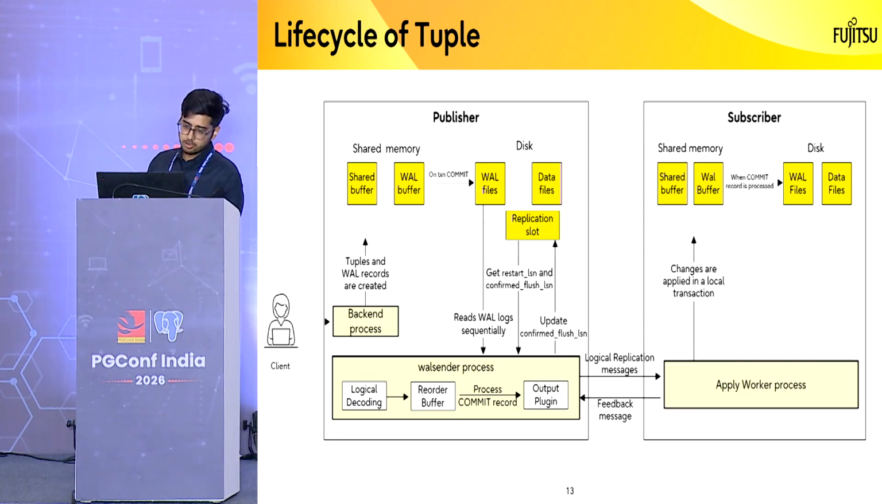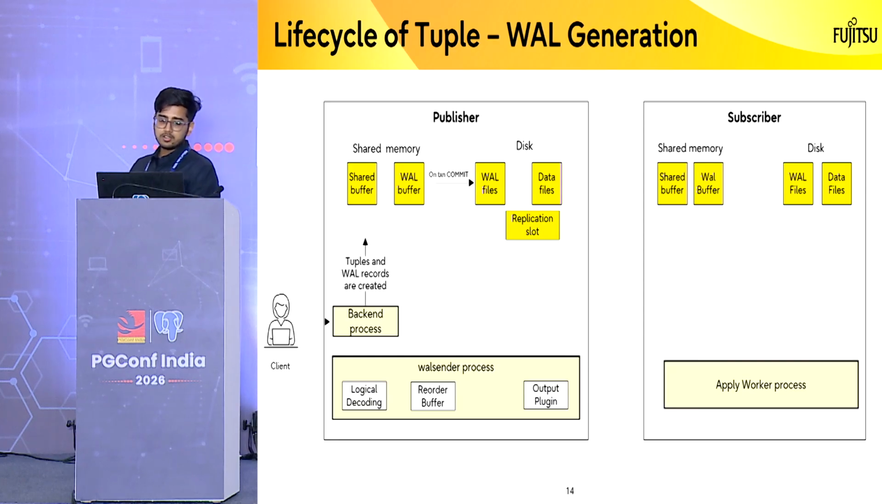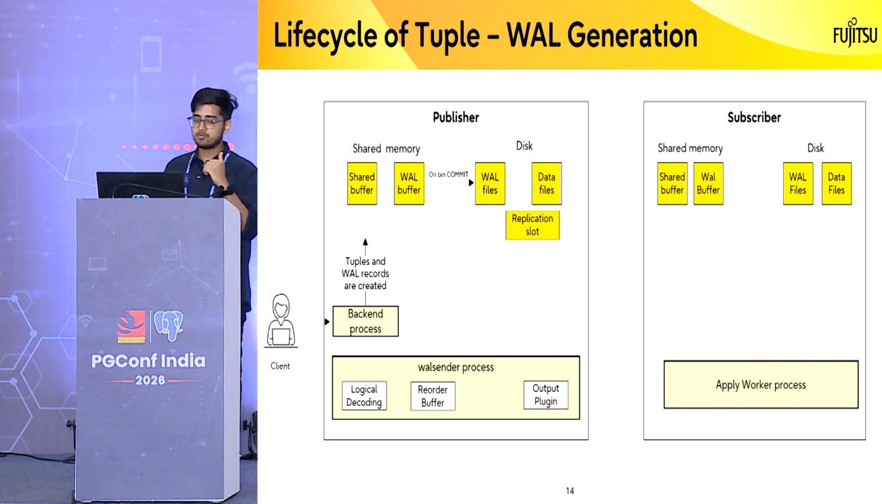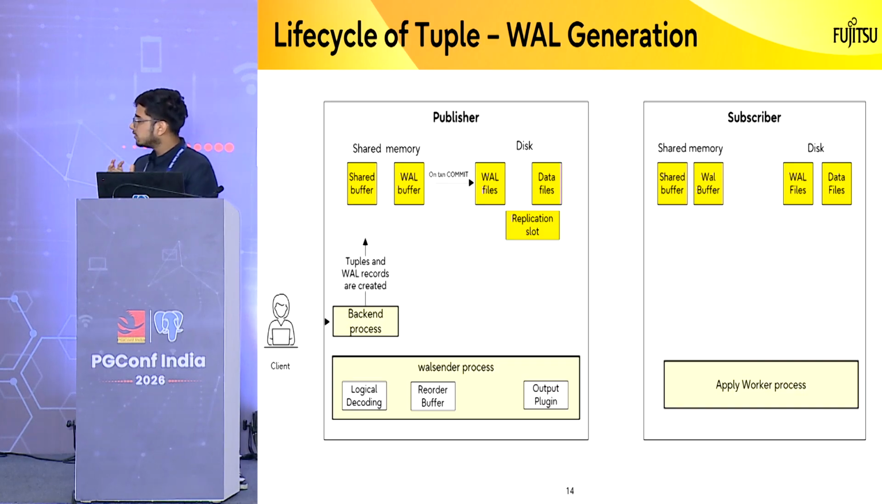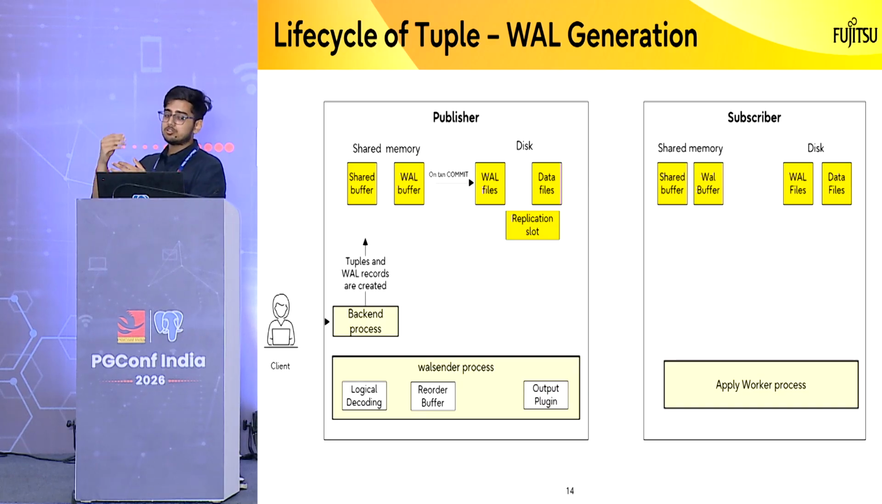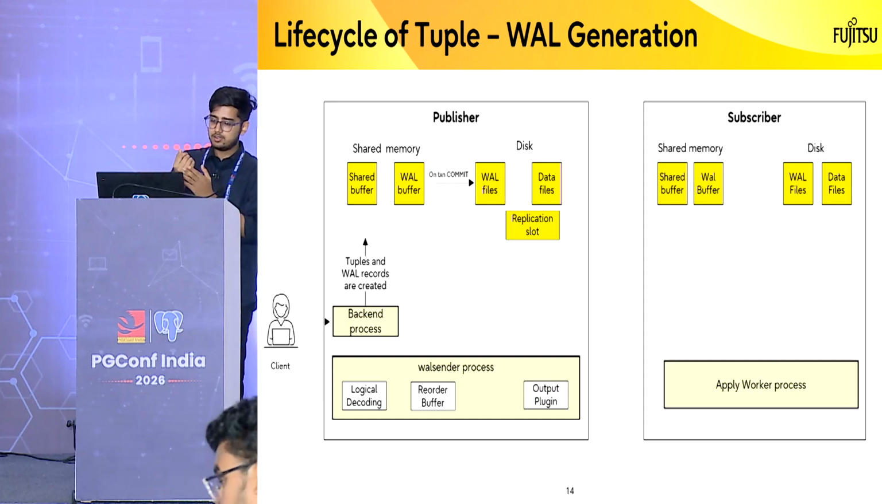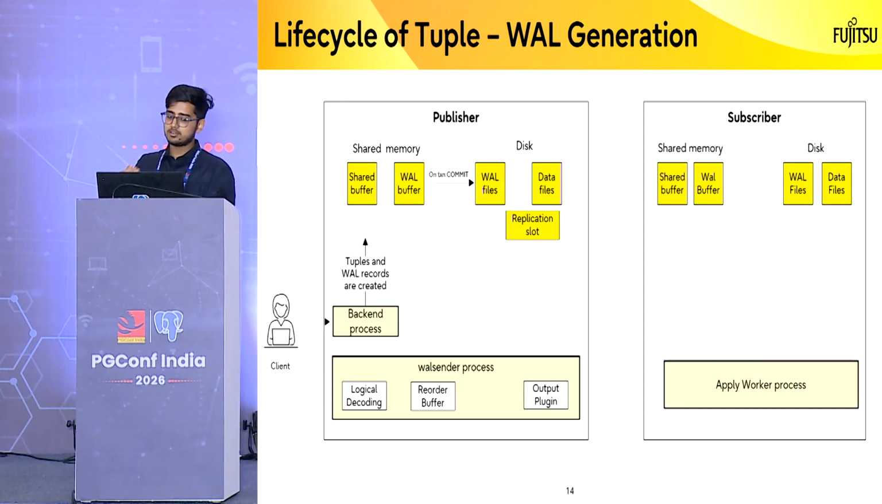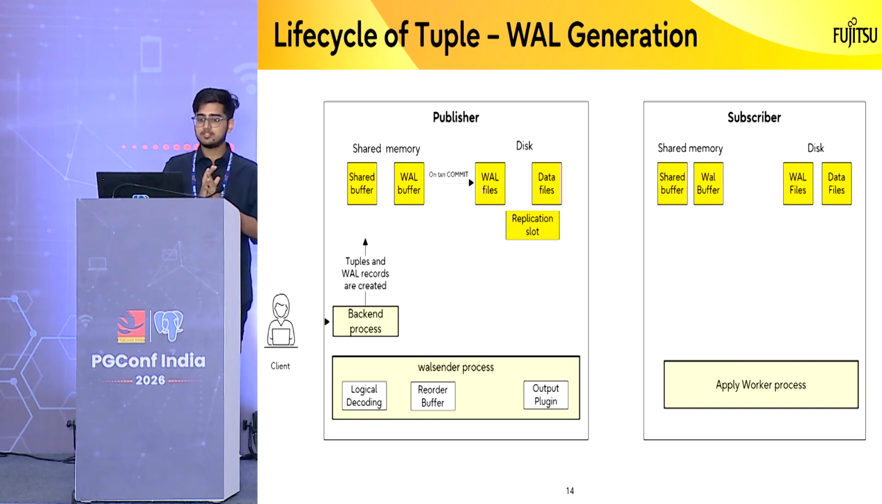First I will talk about the wall generation part. Suppose a client runs a transaction on the backend process. What happens when a transaction is running? For each of the commands, some things will be modified on some of the tables. The corresponding heap pages are loaded on the shared buffers, the changes are made, and the pages are marked as dirty.